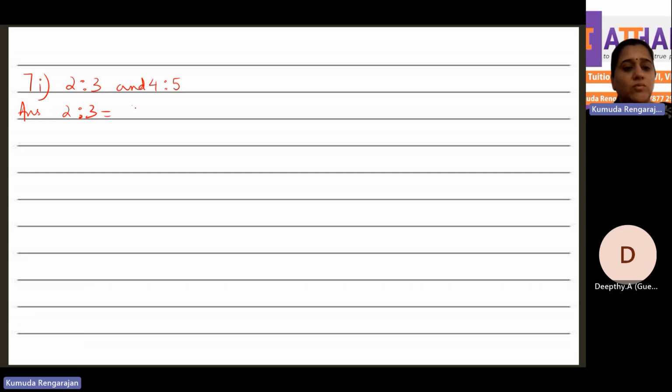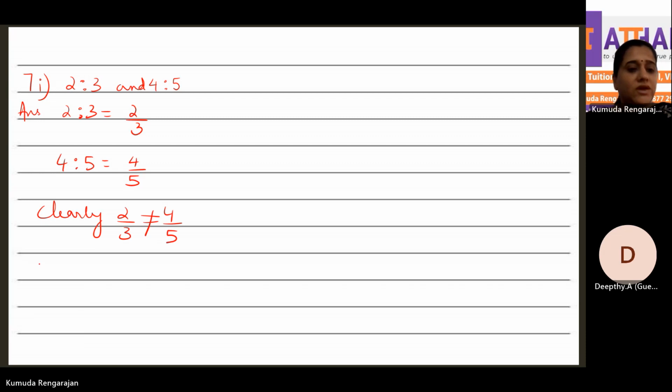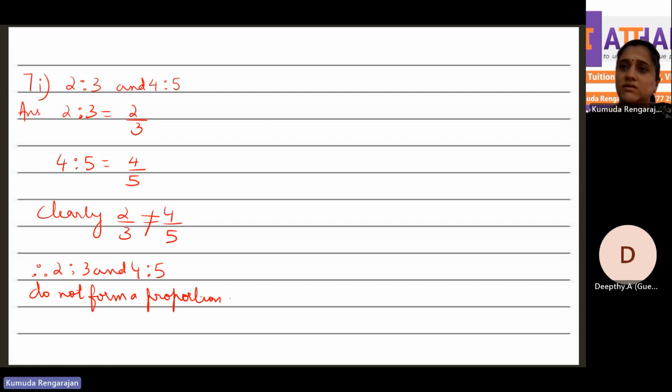2:3 is equal to 2/3. 4:5 is equal to 4/5. Clearly, 2/3 is not equal to 4/5. Therefore, 2:3 and 4:5 do not form a proportion. Correct, children? Write it down.